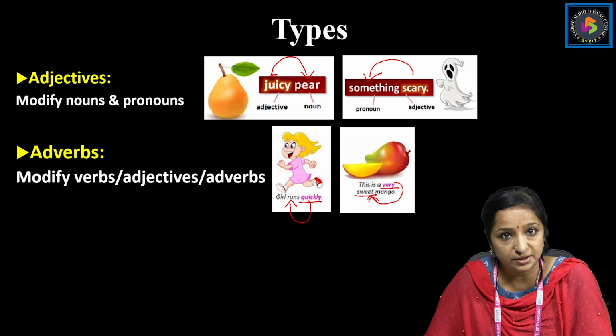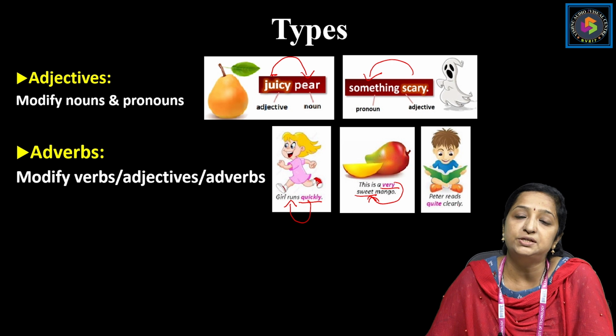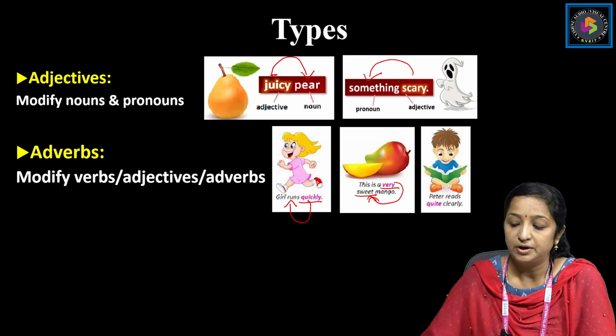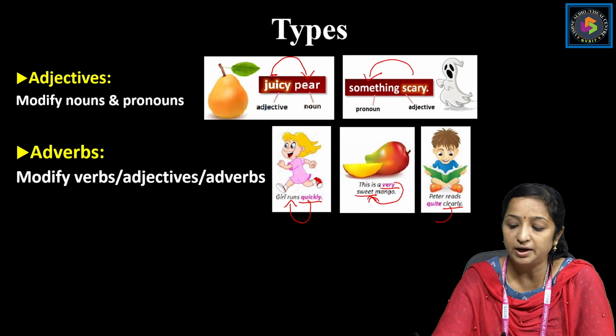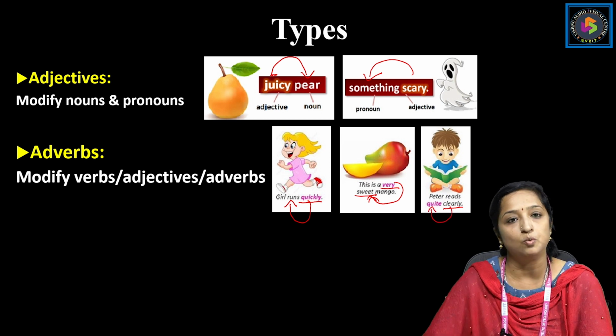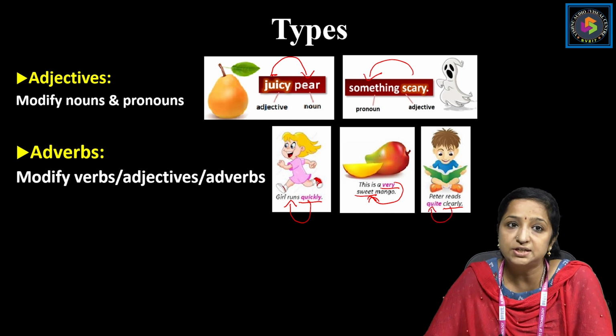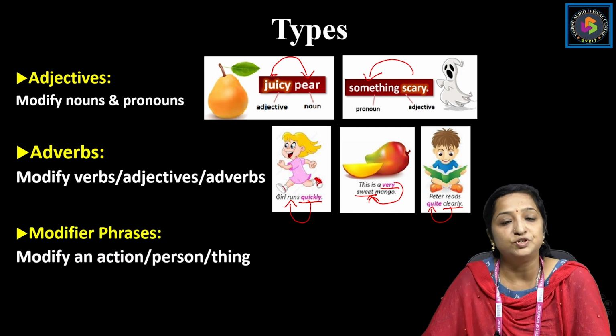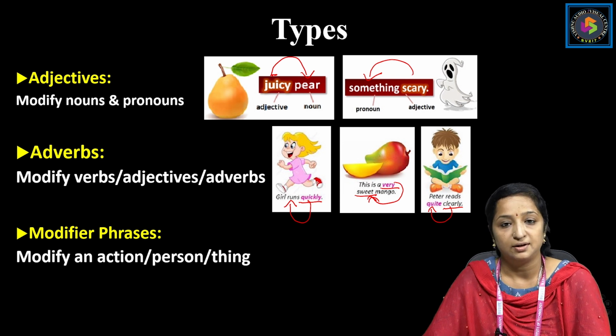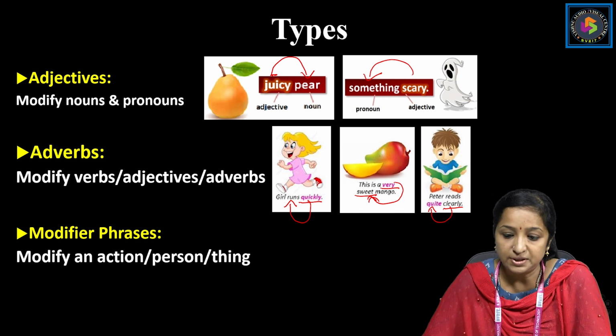Now let us go with the third example, that is Peter reads quite clearly. Here clearly is an adverb which is modifying another adverb, that is quite. Now the third type is modifier phrases. Modifier phrases modify an action, person or a thing. Let us go with examples.